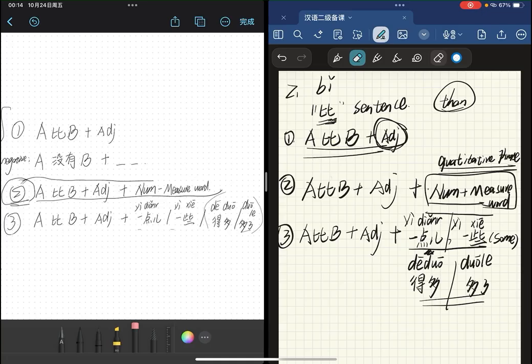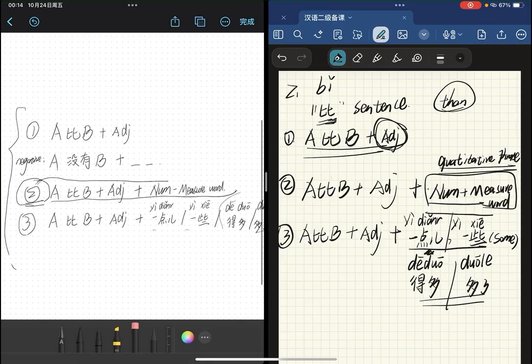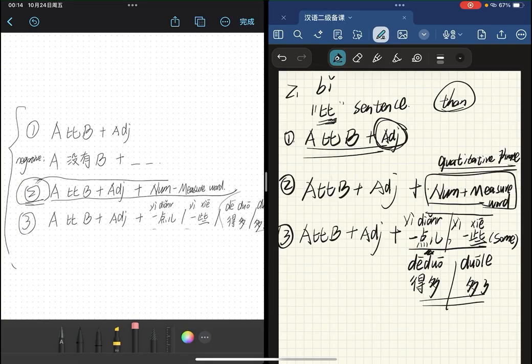So for this class, we continue to study the grammar points, 比 sentence. Let's continue to study the 比 sentence, the comparative sentence with the 比. Okay, let's review the structure we have learned last class.